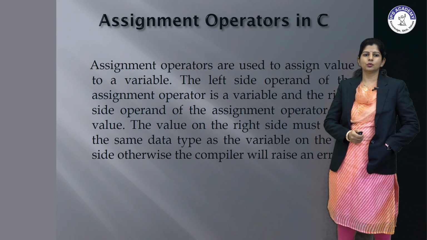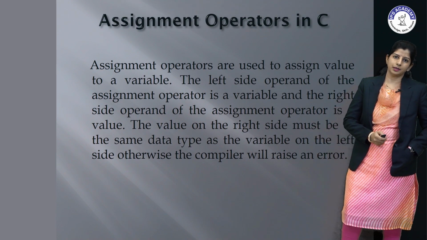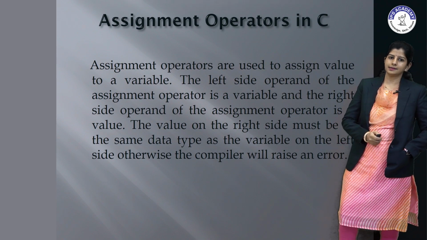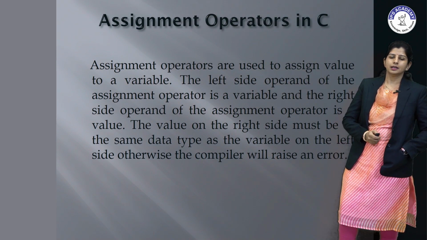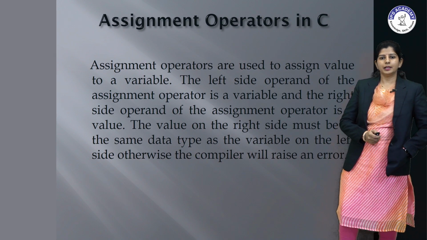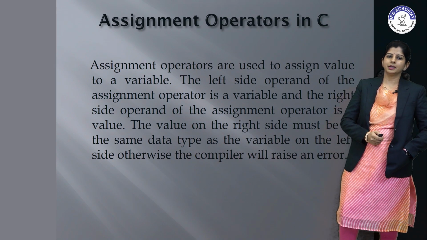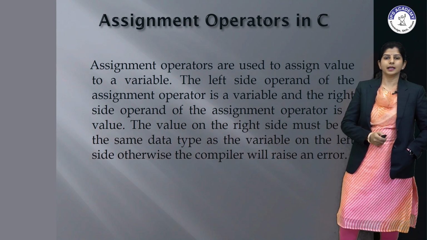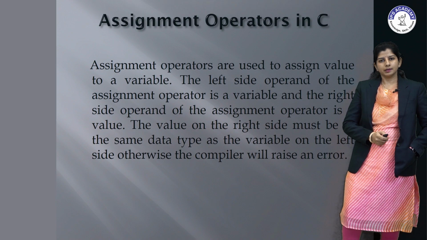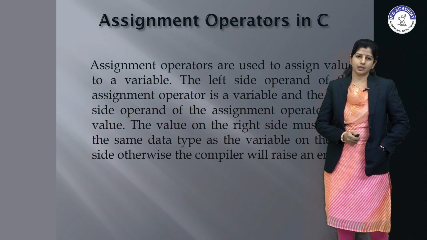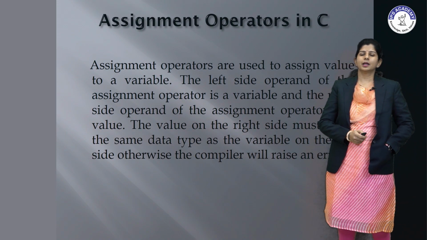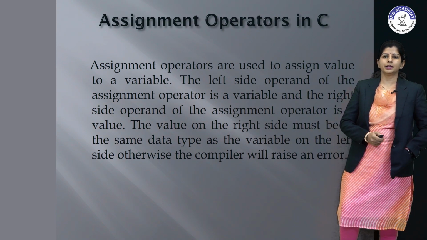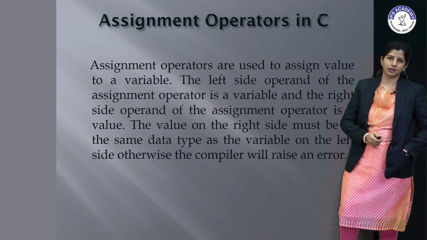Assignment operators are used to assign a value to a variable. The left side operand of the assignment operator is a variable, and the right side operand is a value. The value on the right side must be the same data type as the variable on the left side, otherwise the compiler will raise an error. So what does it mean? Assignment means I am trying to assign a value to a variable, then I have to use an operator, known as the assignment operator.